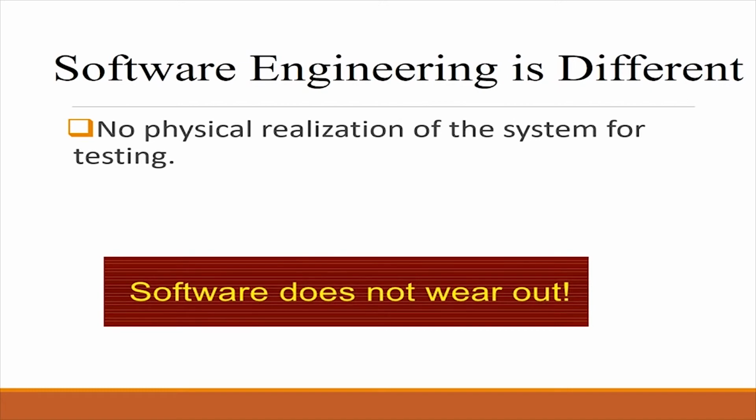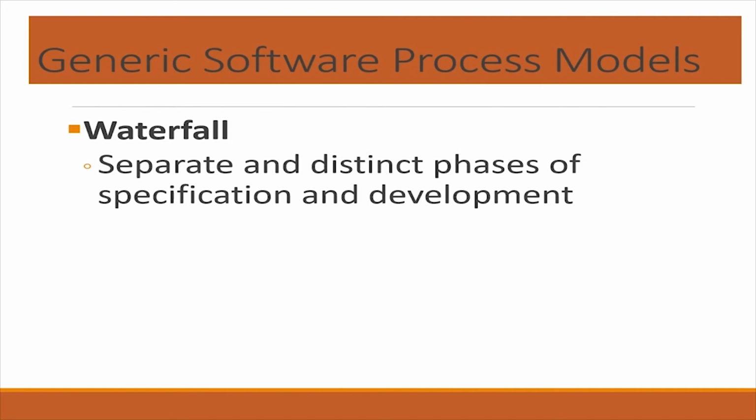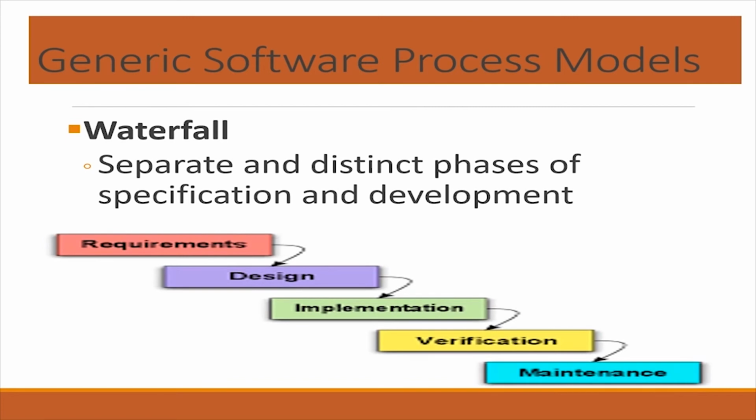Let's look at some examples of generic software engineering process models. Number 1, the waterfall model. This has separate and distinct phases of requirement specifications and development, and these phases are iterative. One phase is carried out repetitively until it's free of errors. Then a second phase is started on.